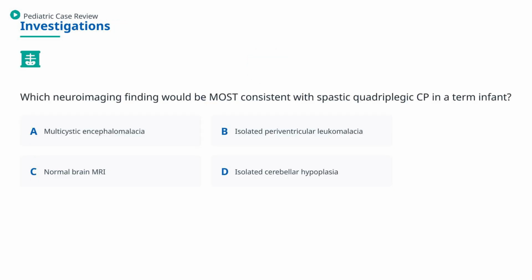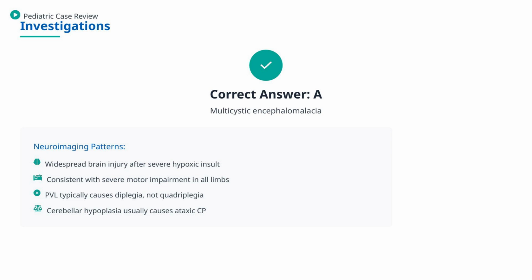involvement. Which neuroimaging finding would be most consistent with spastic quadriplegic cerebral palsy in a term infant? A. Multicystic encephalomalacia. B. Isolated periventricular leukomalacia. C. Normal brain MRI. D. Isolated cerebellar hypoplasia. The correct answer is A.